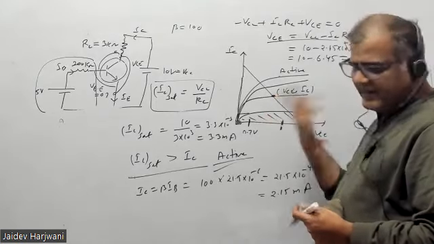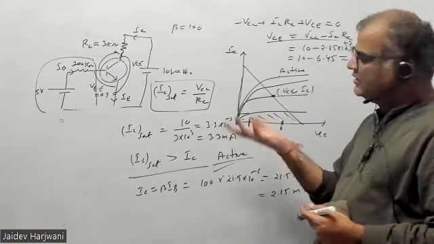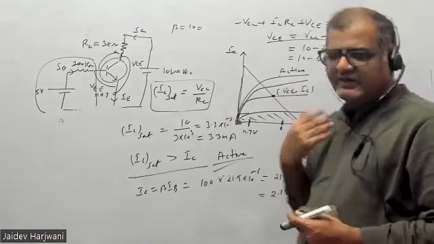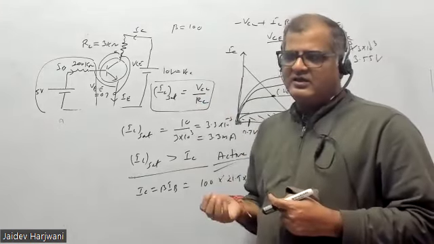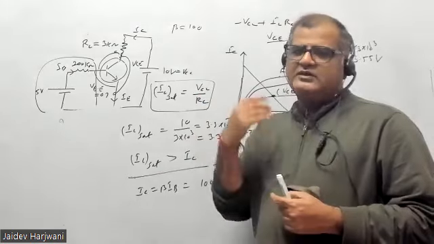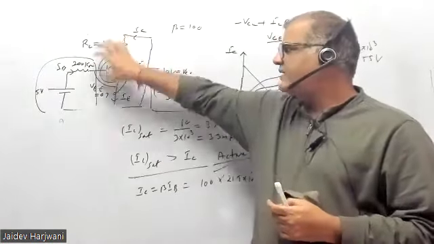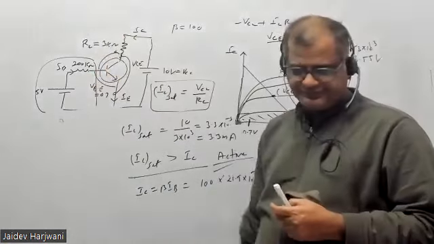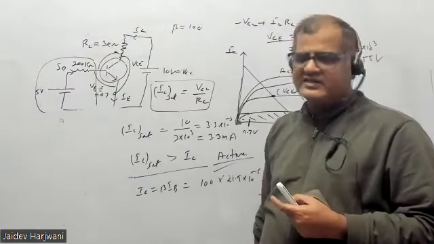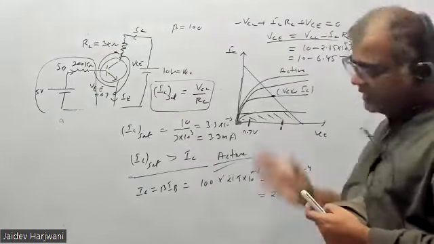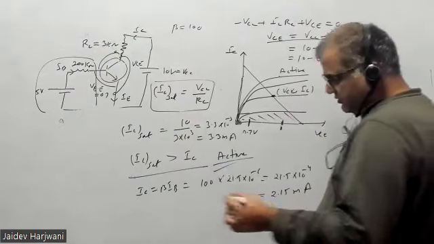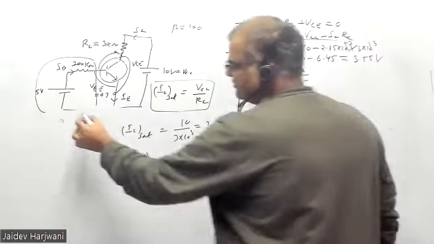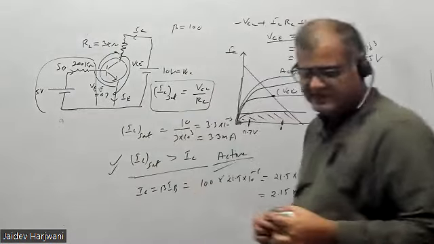Or the best test is you find the VCB, because that is the definition, the fundamental where we are starting. We said that in the active region, this is reverse bias and this is forward bias. So I calculated this, and VCB is a positive value, also reverse bias. So you can do any test. The simplest is to calculate IC saturation or see the VCE value, and then decide whether the region is saturation or active.